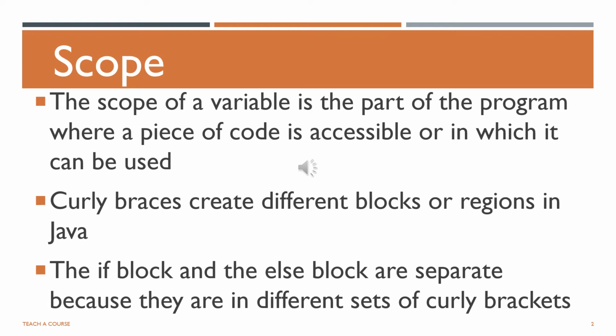Scope refers to the region of the program where a piece of code is accessible, or in which it can be used. Every time we use curly braces in Java, we are creating a block in the program. This is why the if block and the else block are separate. They are in different sets of curly brackets.